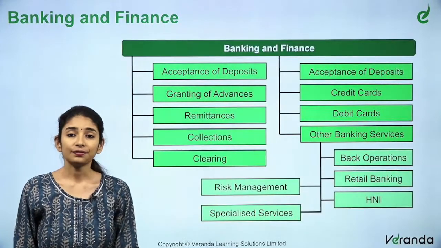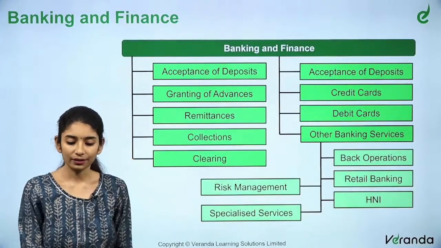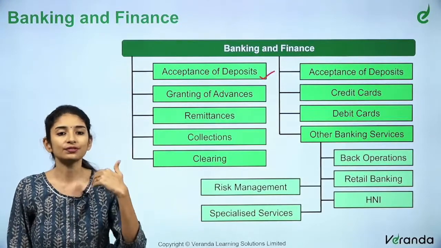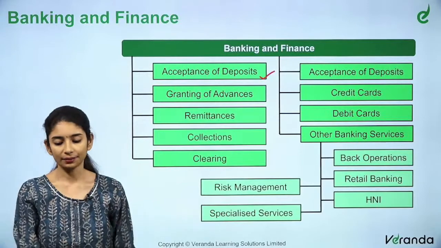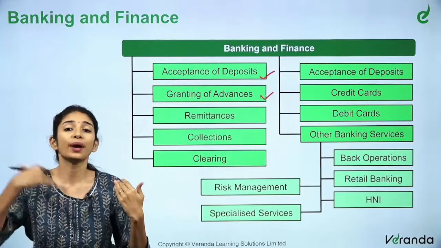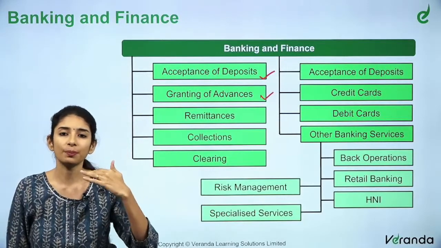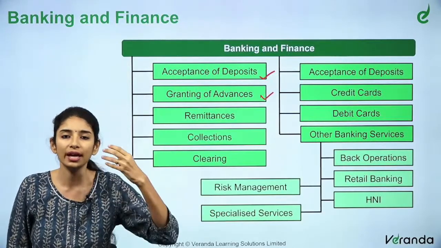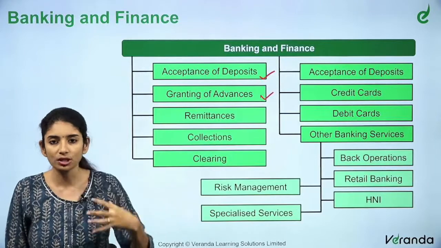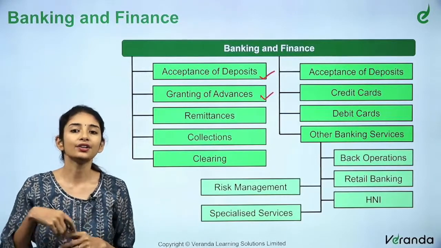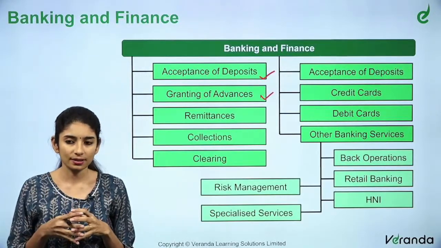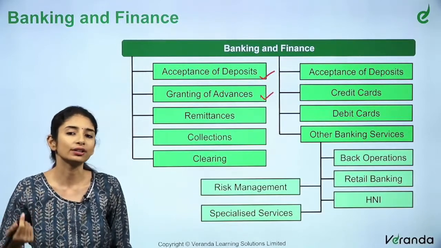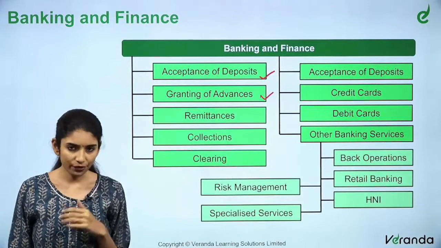Now these are the major functions of a bank. Number one, the primary function of any bank, is acceptance of deposits and granting of loans. What do I mean by acceptance of deposits? People can come and open their savings account, fixed deposit or term deposit with my bank, and in return they keep their money with me, and the bank gives them a certain rate of interest, say 4% or 5%.